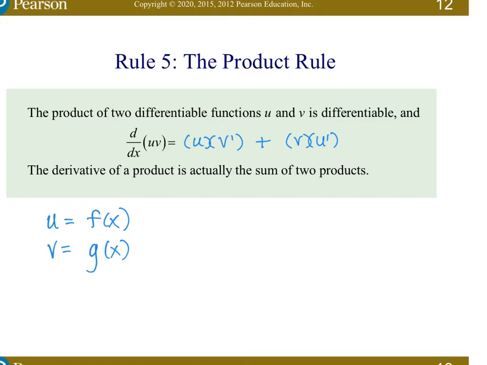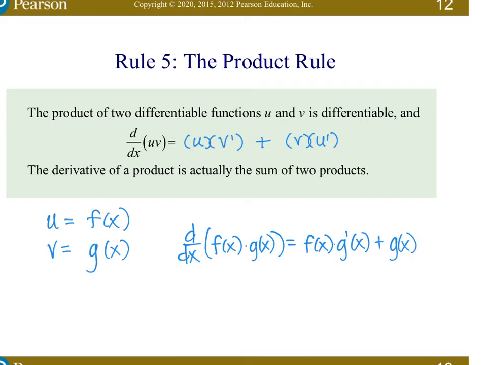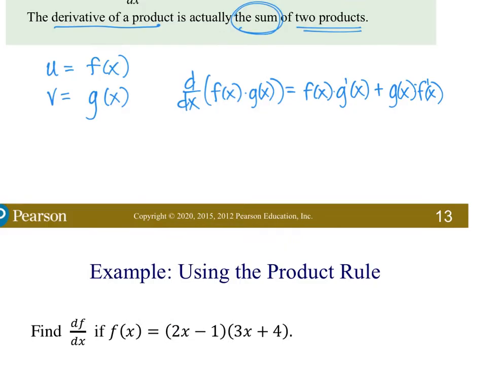So you might see it written this way: the derivative of f of x times g of x, if it's a product, would start with f of x times g prime, and then g of x times f prime. It helps if you actually see it in practice. The derivative of a product is actually the sum of two different products, right? And those two different products are a combination of one derivative and one original function.